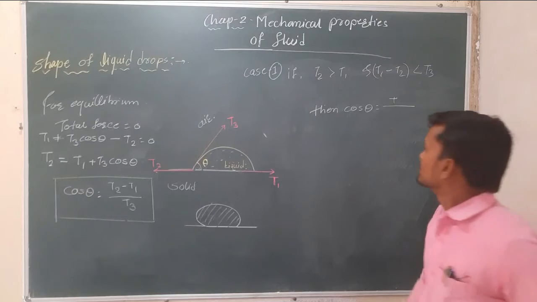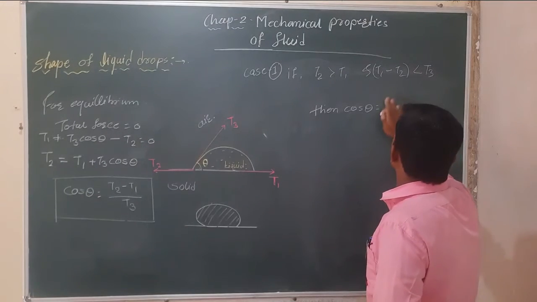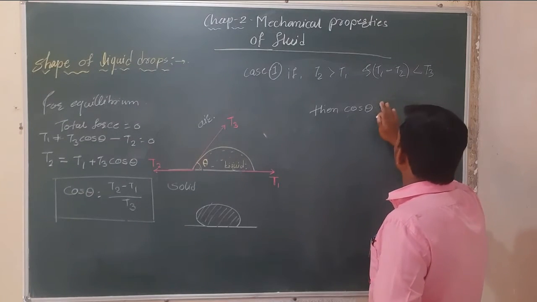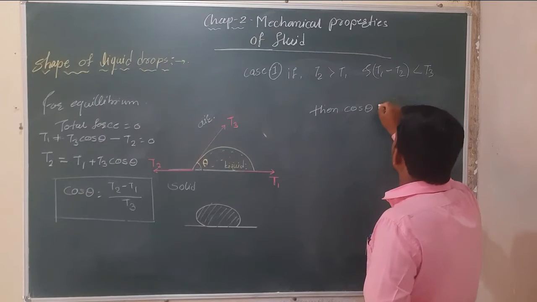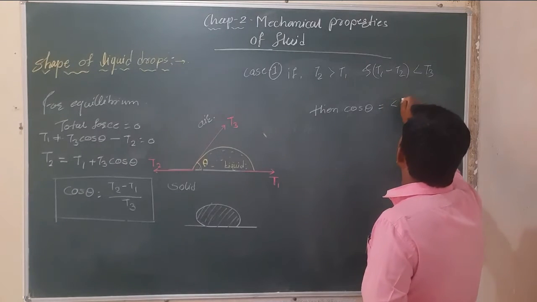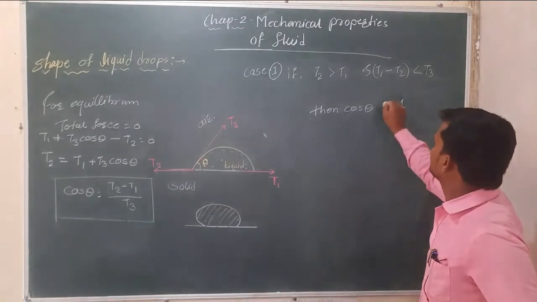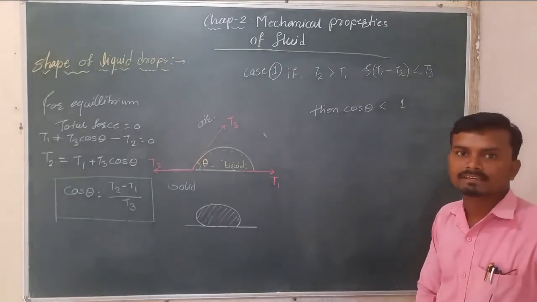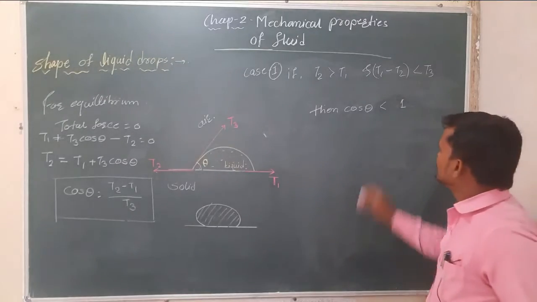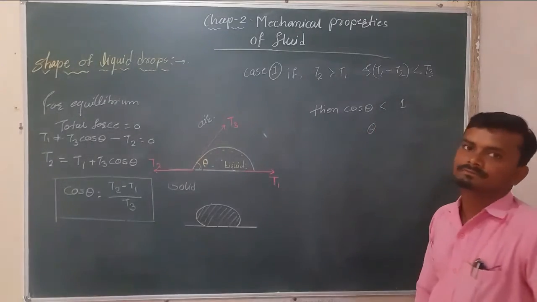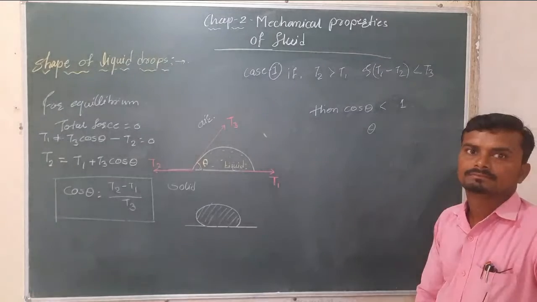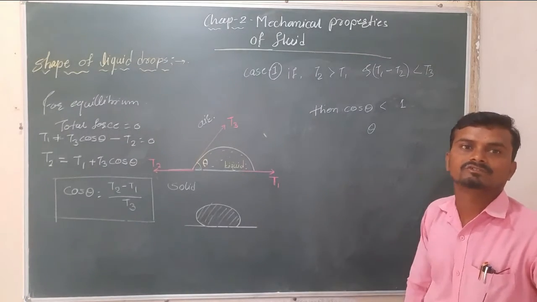That means cos of theta must be less than 1. If cos of theta is less than 1, then theta, in which cases is cos of theta less than 1?